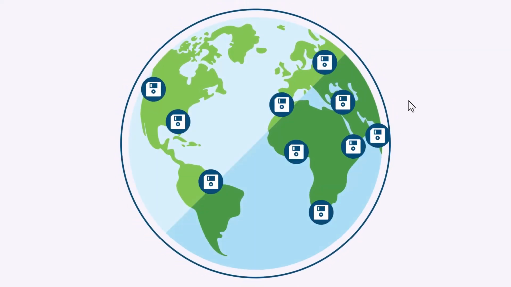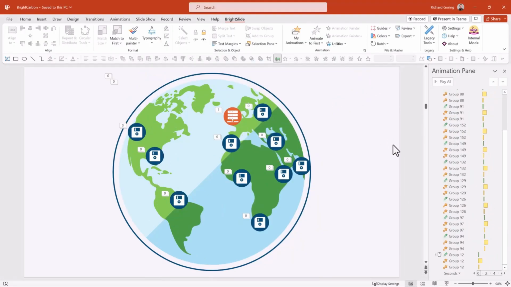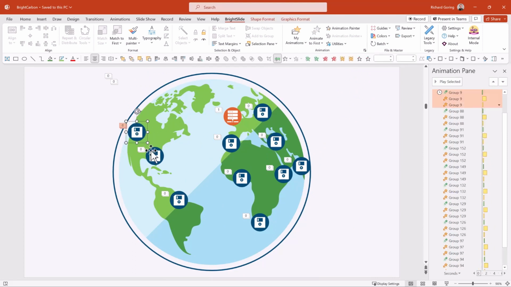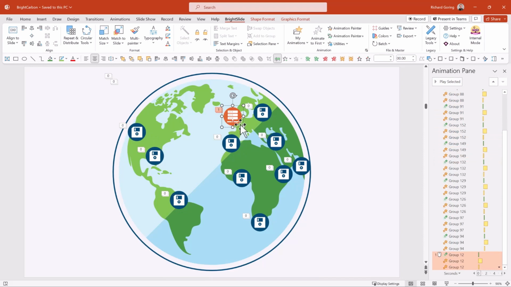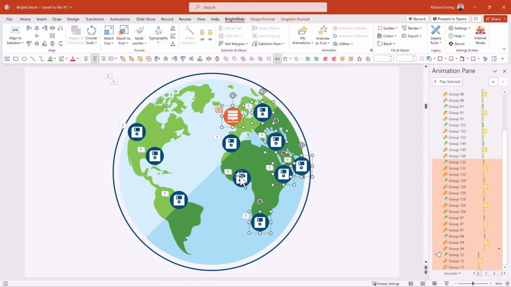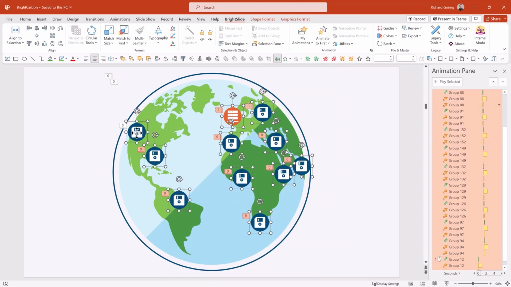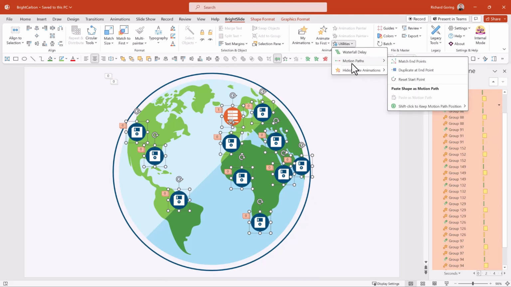Here we've got a sequence where it might be lots of different local data storage places, and we're consolidating everything into a single point. You can do that using BrightSlide by modifying how motion paths work. So if I've got all of these different local data sources here, all to merge into this point, you can select the point you want them to merge towards, select all of the different local data sources here, and then under BrightSlide and animations and utilities, there are a couple of tools for motion paths, one of which is to match endpoints.